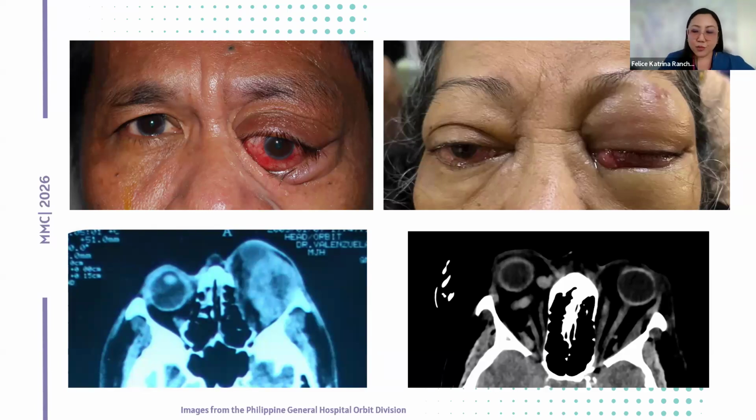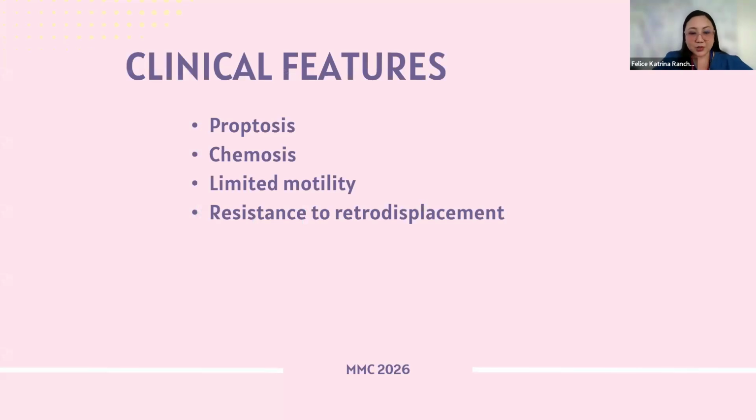So, what are the clinical features of OCS? Most patients will have nonspecific signs, so similar to other orbital diseases like proptosis, chemosis, limited motility, and resistance to retrodisplacement. So we see these symptoms in many patients like thyroid eye disease or cavernous hemangioma, so they're a little nonspecific. So we should look for evidence to rule in OCS.